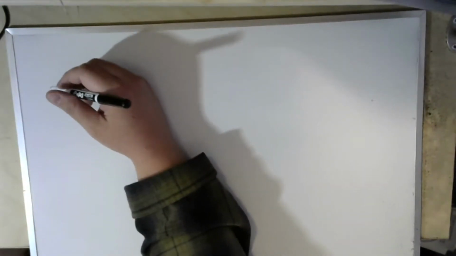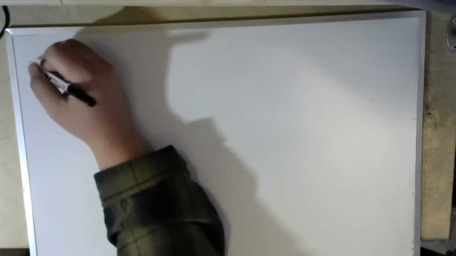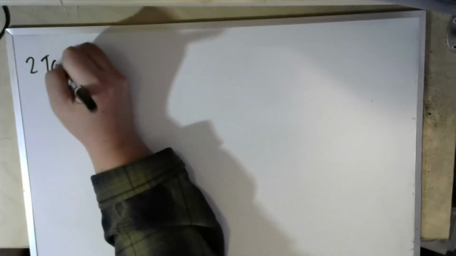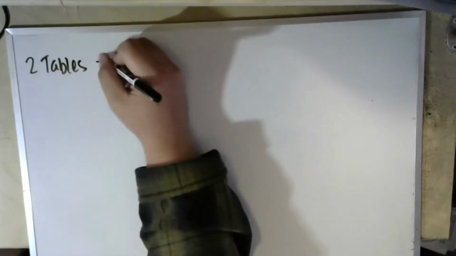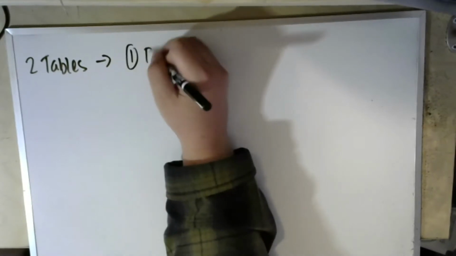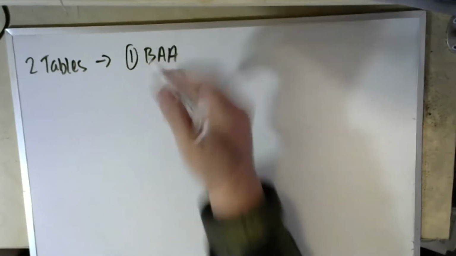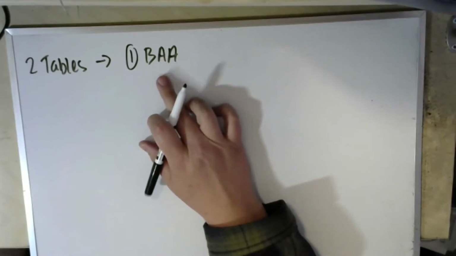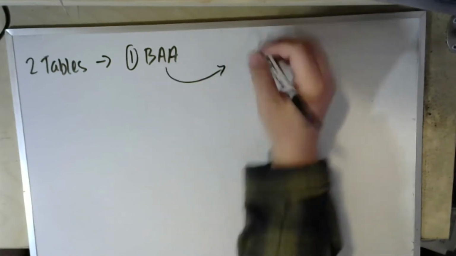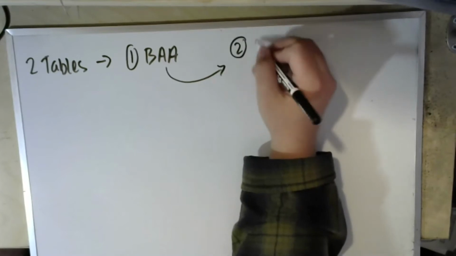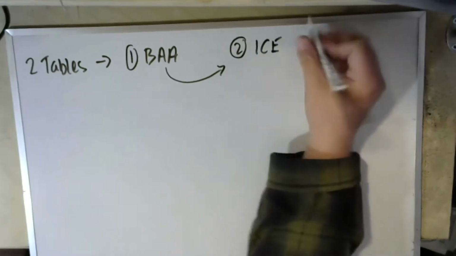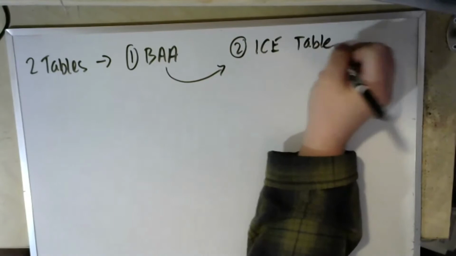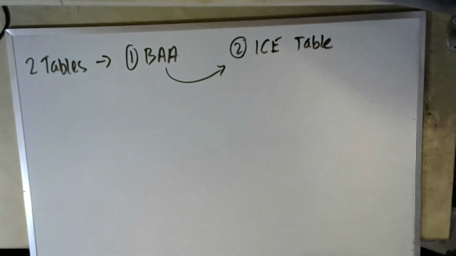So when you're doing these buffer calculations, you need to start working with two tables now. Table 1 is going to be your BA table. And you have to fill out your BA table first because you're going to use the information from the last row of this table, and then you're going to create an ICE table from that. And you're going to use the ICE table to find the pH of your solution, just like we've been doing all along.